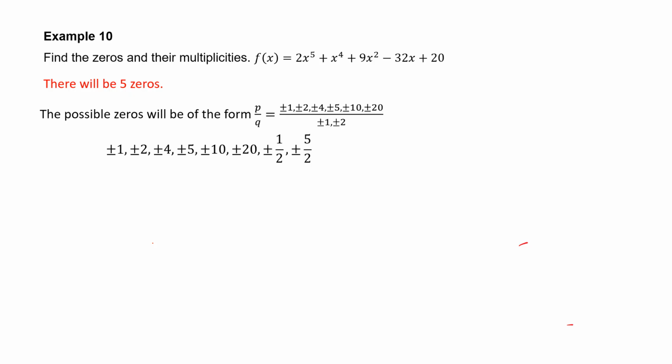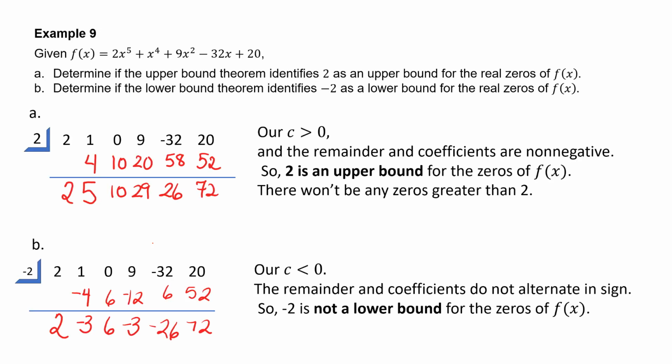But if you notice, this is the exact same polynomial we were just working with. So let's jump back there and see what we already know about this polynomial. So first of all, we know that 2 is not a 0, and 2 is an upper bound for the zeros of f of x. So there will not be any zeros above 2. And we know that -2 is not a 0, and -2 is not a lower bound.